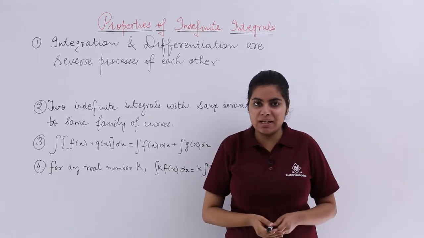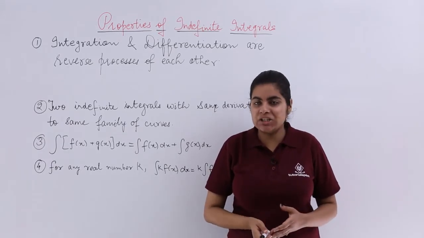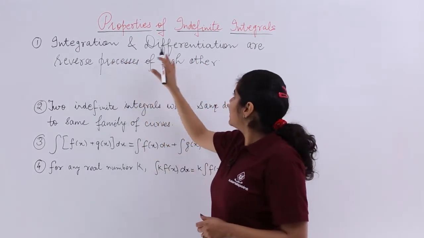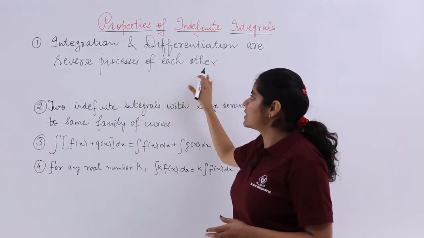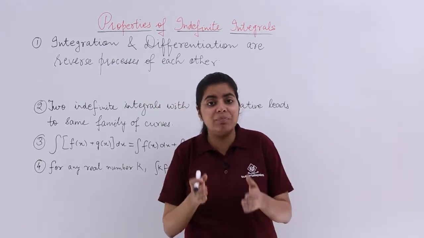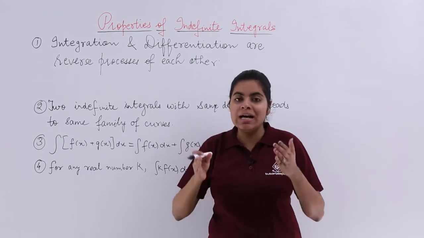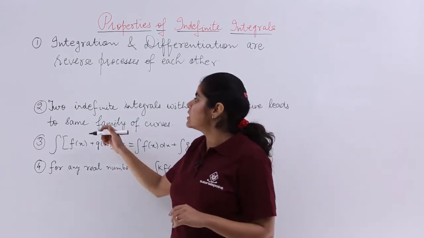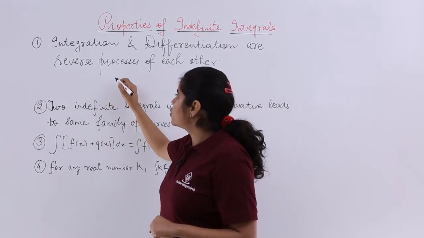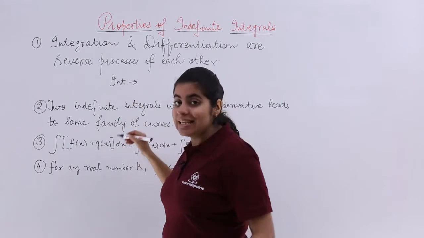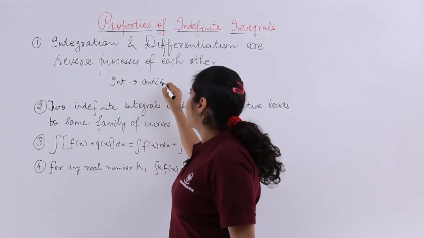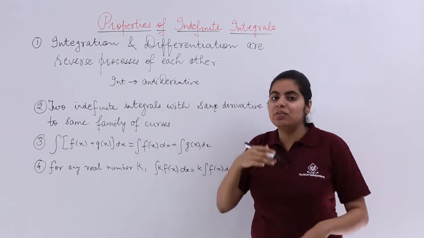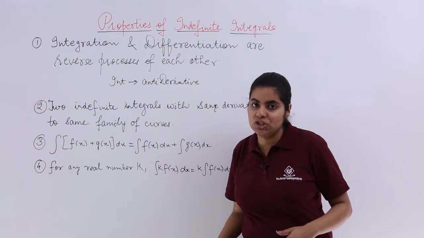So after seeing various numericals and the formulas on integration, let's see the properties of indefinite integral. The first property is that integration and differentiation are the reverse processes of each other. This we already know, this is the basic thing that we studied in the first video. That means if I have integration, I can even name it as antiderivative, because antiderivative means the reverse of derivative, which is integration.